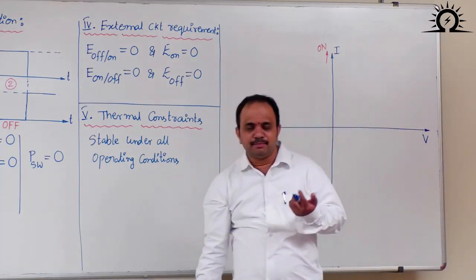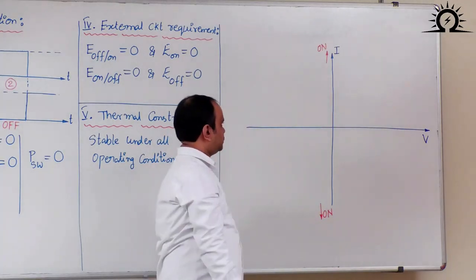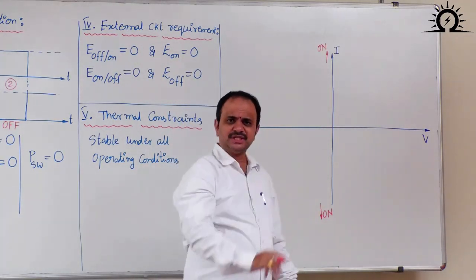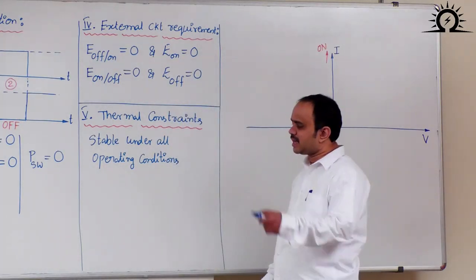Off state operating point, how to identify that? When the switch is in the off state, current is 0.